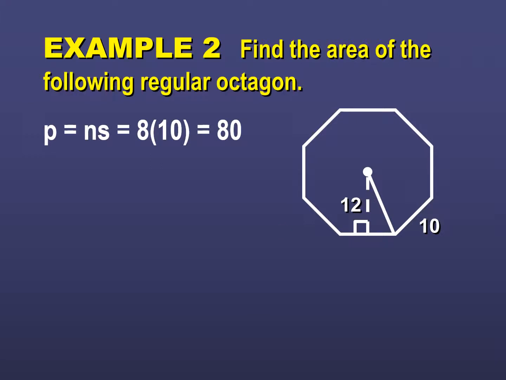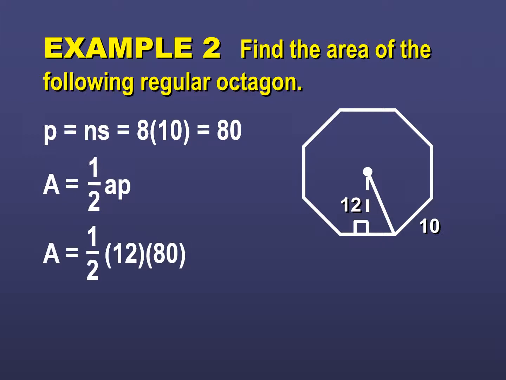So now that we know the perimeter and we also know the apothem, we can use our formula for the regular polygon, which is A is equal to 1/2 apothem times perimeter. So our apothem is 12 and our perimeter is 80. So 1/2 of 12 is 6, and then 6 times 80 is 480.